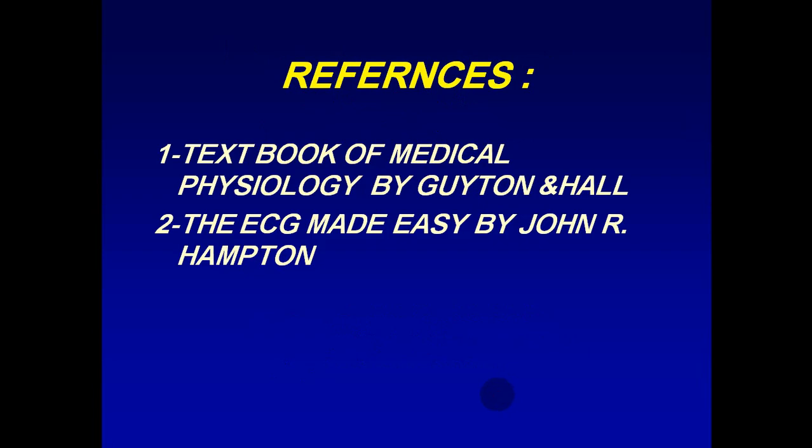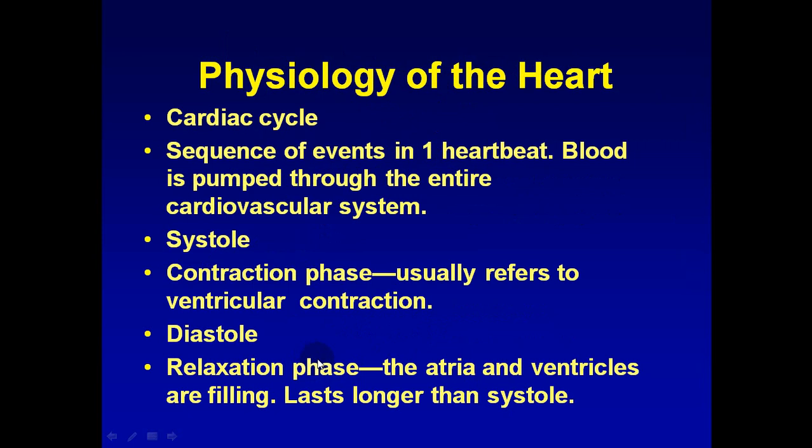Before we go to the ECG, there's a reference for the ECG when studying the lectures, and we will summarize the previous lecture. Cardiac cycle is a sequence of events in one heartbeat. The blood is pumped throughout the entire cardiovascular system in the cardiac cycle. Systole is a contraction phase, usually referring to ventricular contraction. Diastole is the relaxation phase. The atria and ventricles are filling, and it lasts longer.